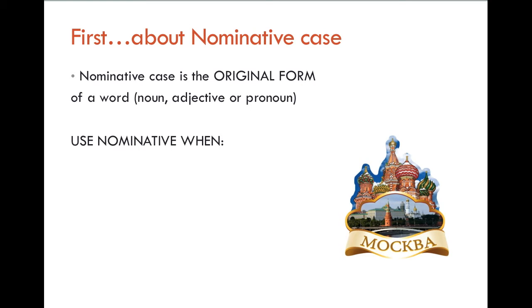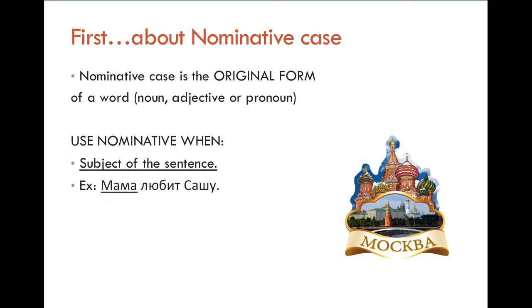So just some other notes to keep in mind. You use the nominative when it's the subject of the sentence. For example, we were just talking about in the previous video, Мама любит Сашу. So underlined here is mama because she's the one doing the loving. She's the subject of the sentence. She's the person doing the verb, okay? So underlined is a noun in the nominative original case, okay?